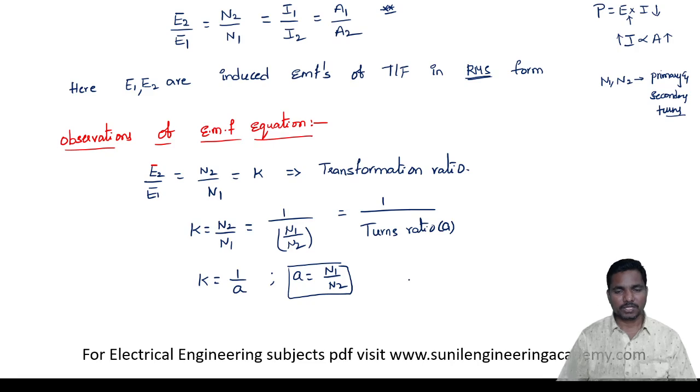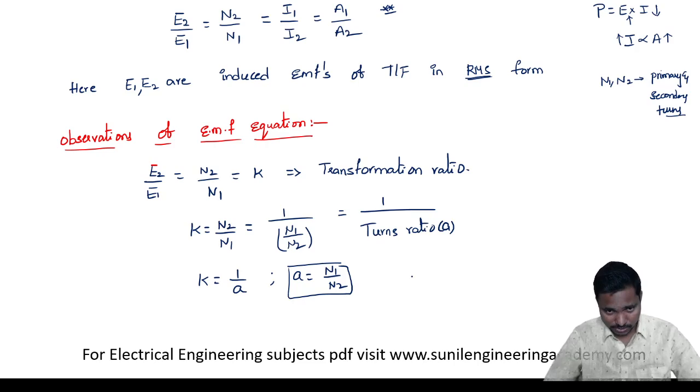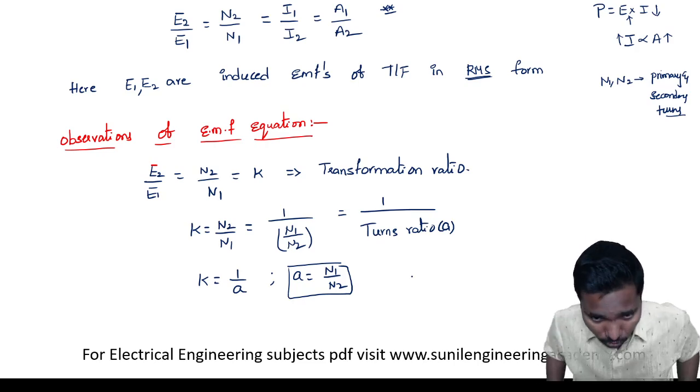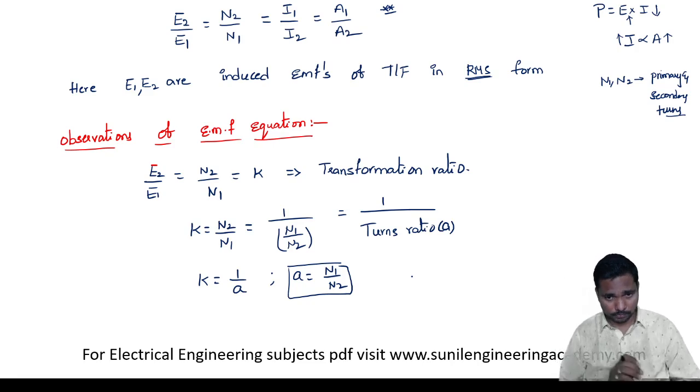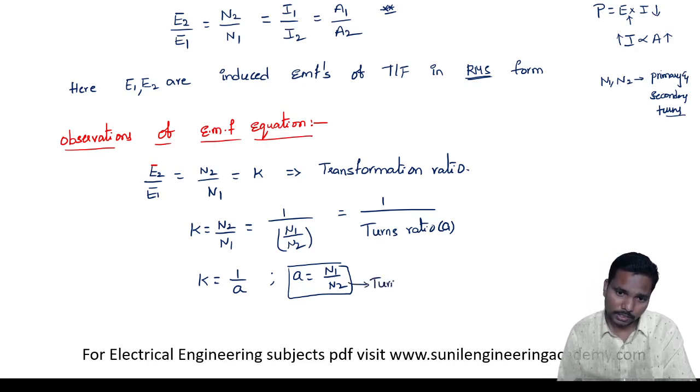Okay. So this is a very important thing. Most of the students have confusion. K is equal to N2 by N1. A is equal to N1 by N2. A is the turns ratio. K is the transformation ratio.